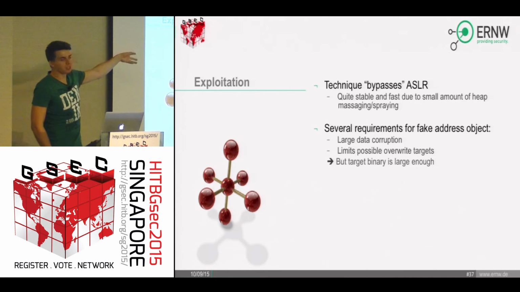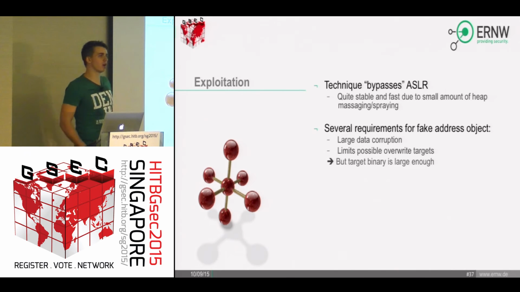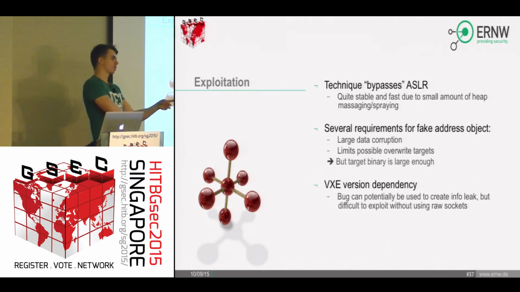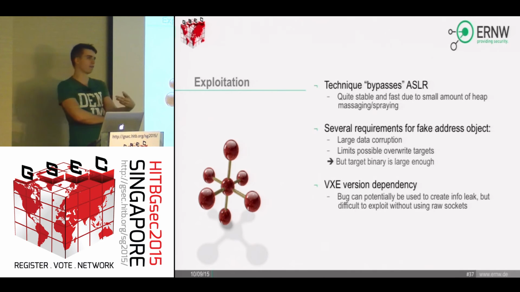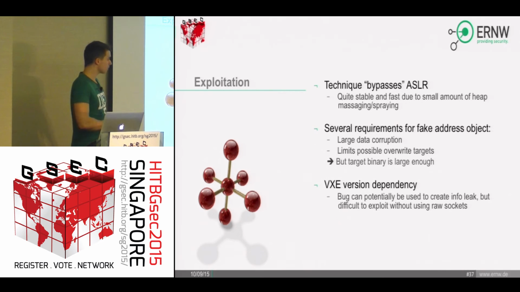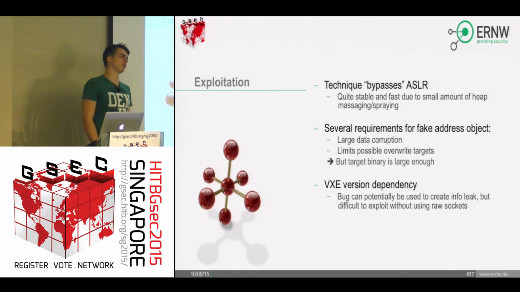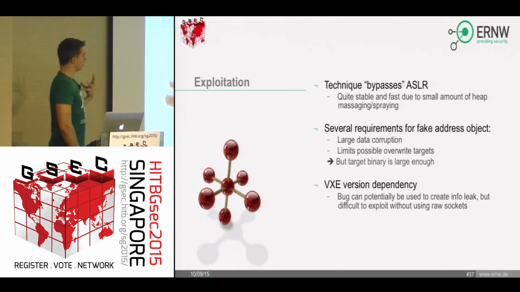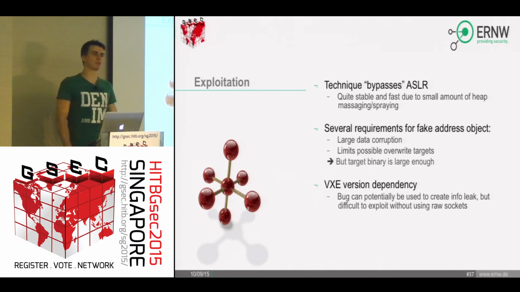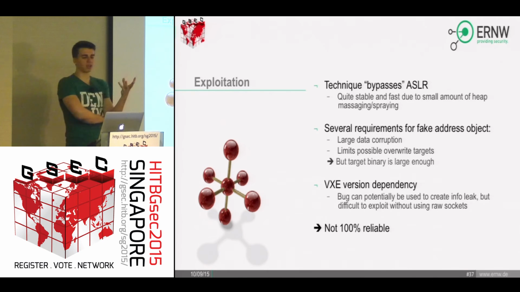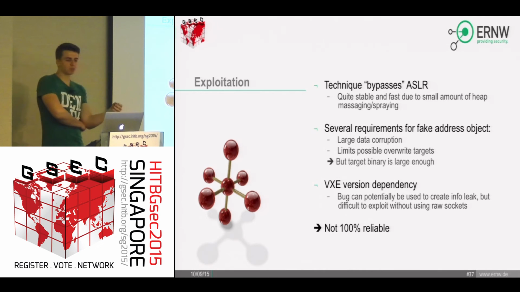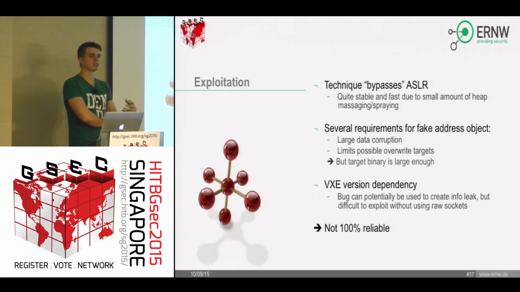Because we have a technique that bypasses ASLR, we have several requirements for the fake address object, but the target is large enough to find this stuff. But the big problem, if you want to exploit this in the real world, completely outside of the target network, never talking to anyone on it, is that you don't know what version of the virtual execution engine they use, and you need this for the stack pivots or the gadgets. You can kind of build an info leak out of this bug, but it's really difficult. So you won't get 100% reliable code execution out of this issue. It's a nice bug, but you probably won't find real world exploits targeting this in the wild.